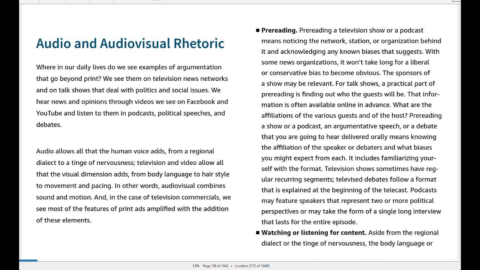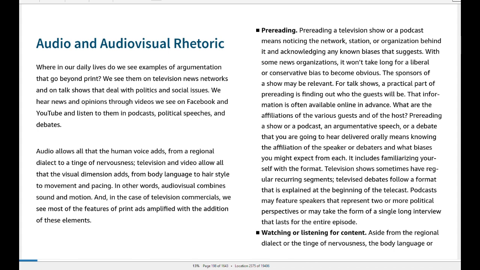Pre-reading a show or a podcast, an argumentative speech, or a debate that you are going to hear delivered orally means knowing the affiliation of the speaker or debaters or what biases you might expect from each. It includes familiarizing yourself with the format. Television shows sometimes have regular recurring segments. Televised debates follow a format that is explained at the beginning of the telecast. Podcasts may feature speakers that represent 2 or more political perspectives or may take the form of a single long interview that lasts for the entire episode.